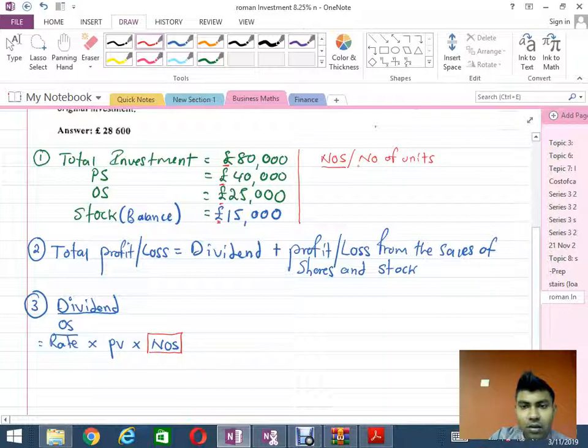units. Why I say number of units? This is for shares, this is for what? Stock. Stock we don't call shares, correct? We call units. Okay? So can you find for me how to find these shares here for preference share? Number one. How to find? Any idea? What's the formula, class? What's the formula?